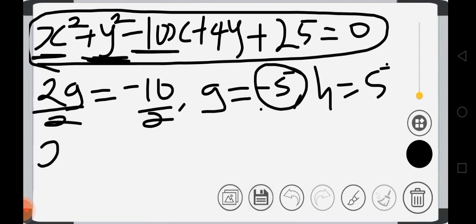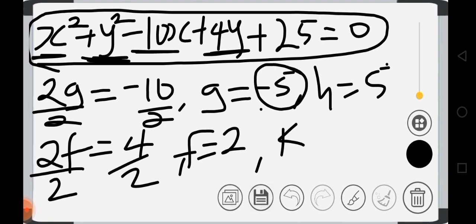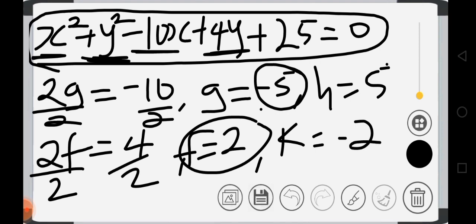Then the same thing, 2f is equal to the coefficient of y. What is the coefficient of y? Which is 4. Divide both sides by 2. f will be equal to 2. Then k is minus f. So multiply 2 by minus, we're going to have minus 2. So k is equal to minus 2. Then h is equal to 5, which was given in the question before. Center is 5, minus 2. I don't know if you can still remember that. So that's settled.